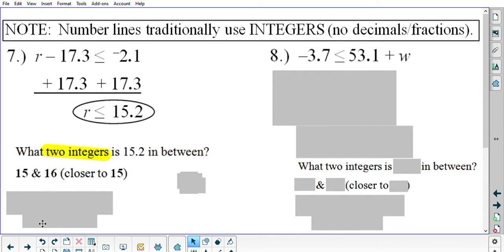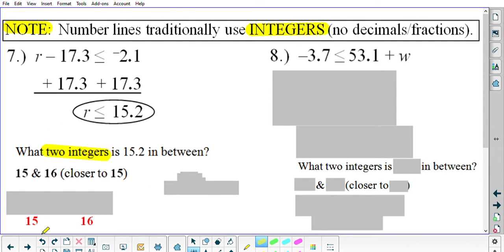And so what we do is on our 2 hash marks, we label the 2 whole numbers that the 15.2 is in between. We're not going to put decimals on our hash marks. We're going to put integers. That's what the note says up here in this box, that number lines traditionally use integers. I'm talking about numbers that do not include decimals or fractions.